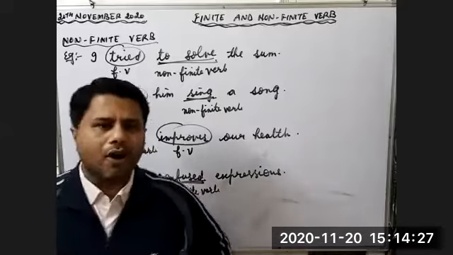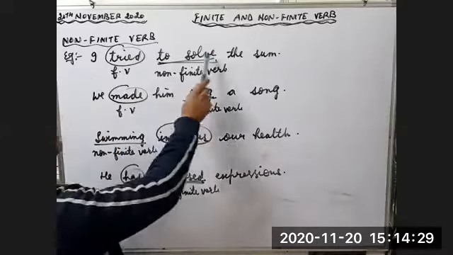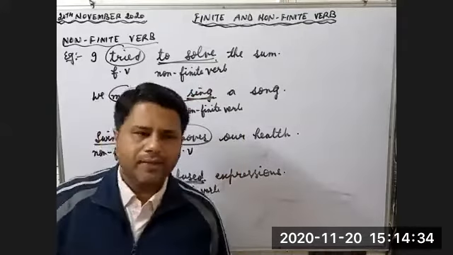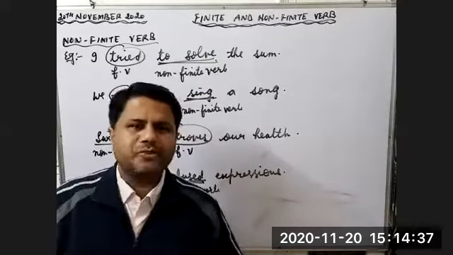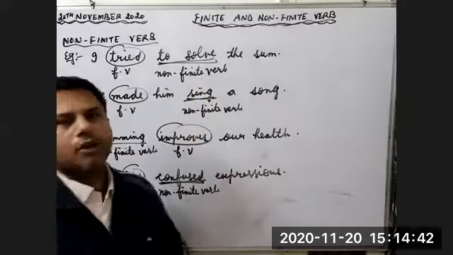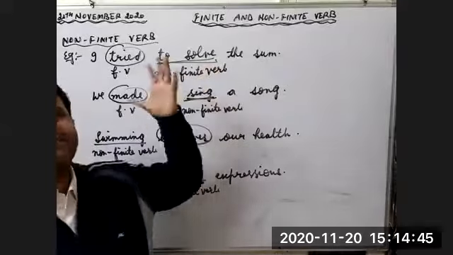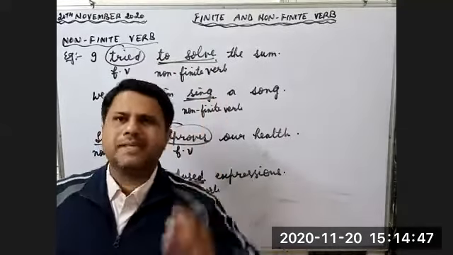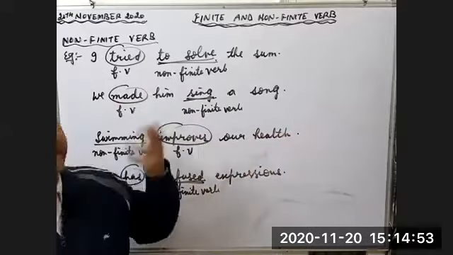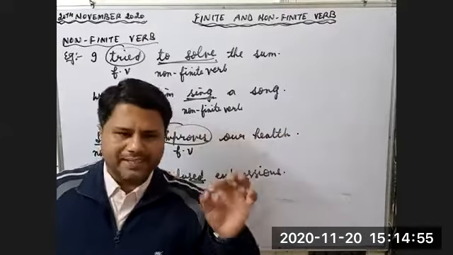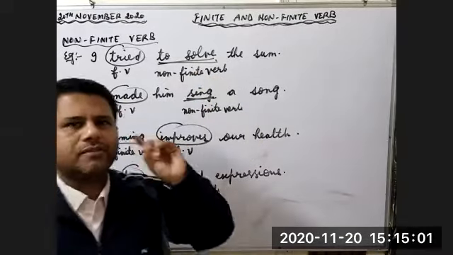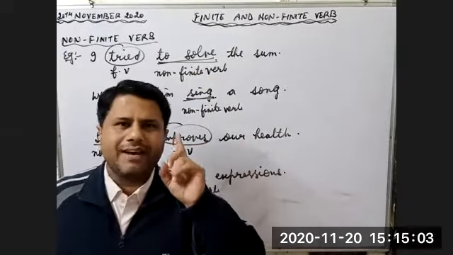I try to solve the sum. If you look at this word, to solve the sum, to solve is a non-finite verb. It's a to infinitive. I will tell you what is to infinitive when we move further with this topic. So how is to solve a non-finite verb? Because time is not clear. Verb is there, but time is not clear, right? To solve, when I try to solve, I don't know whether it is present tense, past tense, or future. It is not clear. So this satisfies the first point, that is, it does not have tense element.